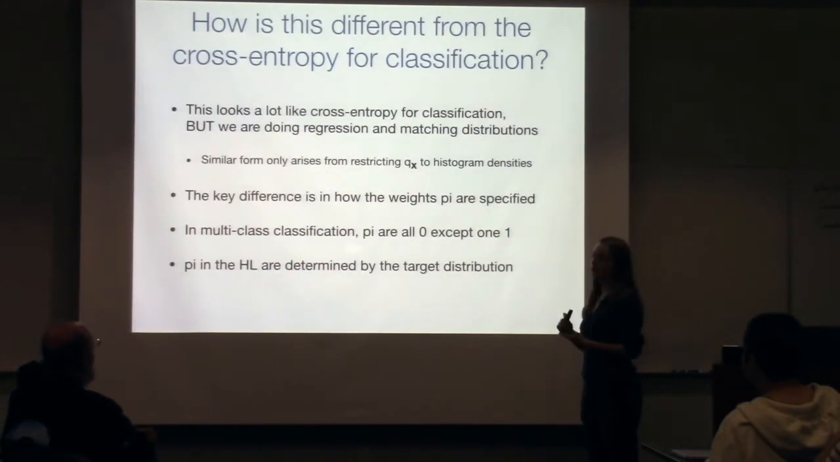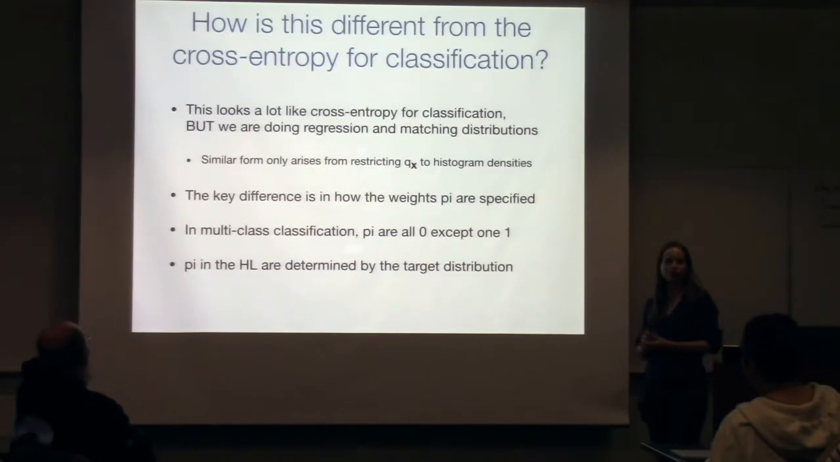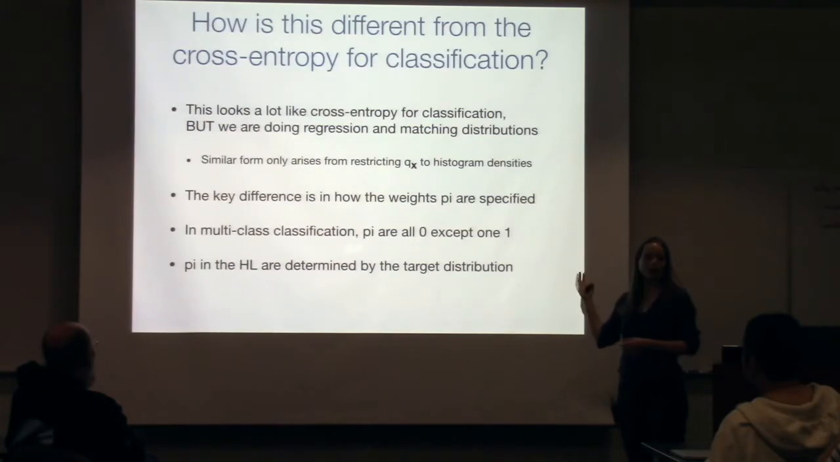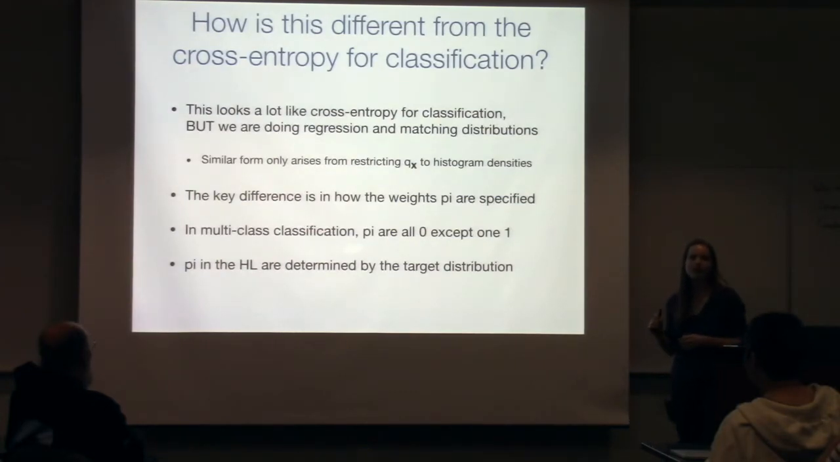Okay, one question I sort of anticipate is how is this different from cross-entropy for classification? Because really it just looks a whole lot like cross-entropy. So it does look like cross-entropy, but I just want to remind you that we are doing regression. The similarity between these two things is just because we chose Qx to be this histogram density. If Qx was some other density, then our cross-entropy term wouldn't have looked like the cross-entropy for classification.